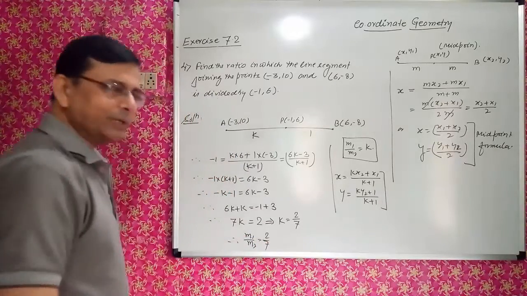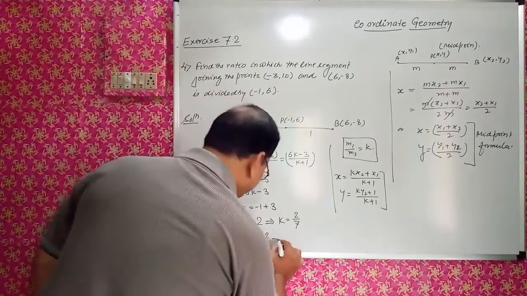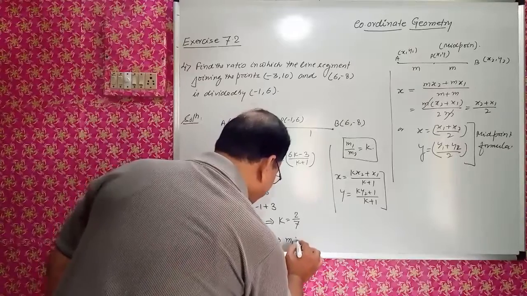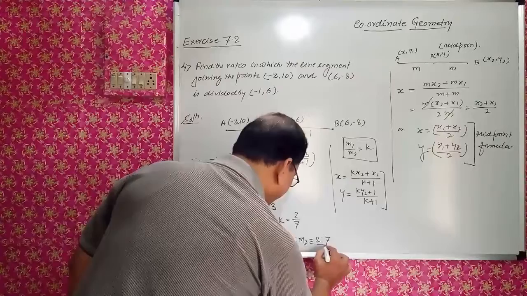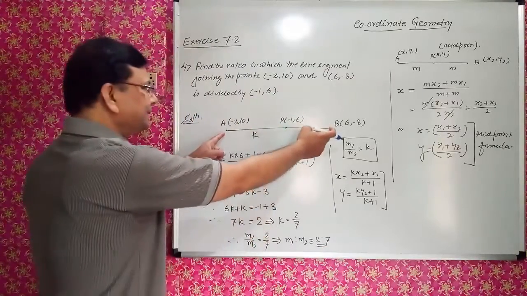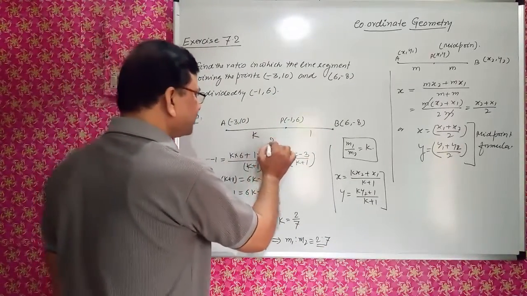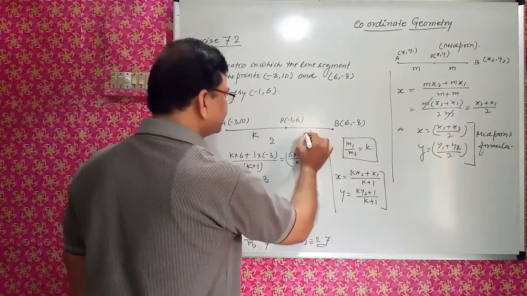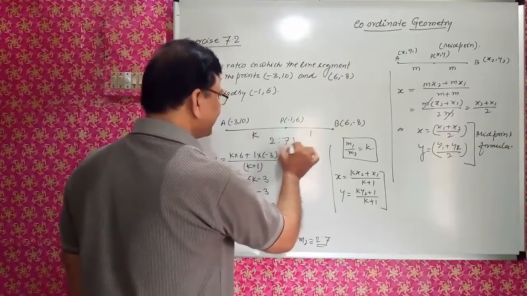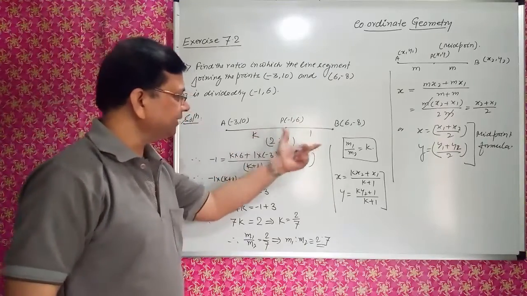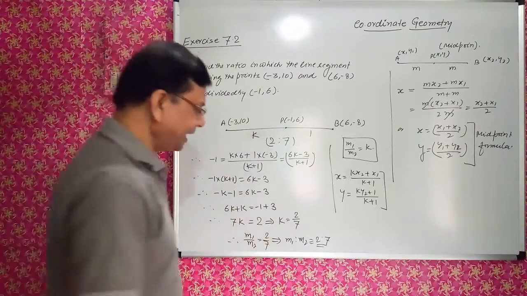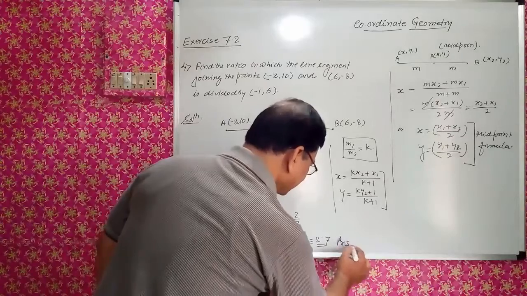And what is M1, M2? It is the ratio. This implies M1 is to M2 is equal to 2 is to 7. It means this line segment is divided in the ratio of 2 is to 7. Right? This line segment by this point is divided in the ratio of 2 is to 7, and this is the answer.